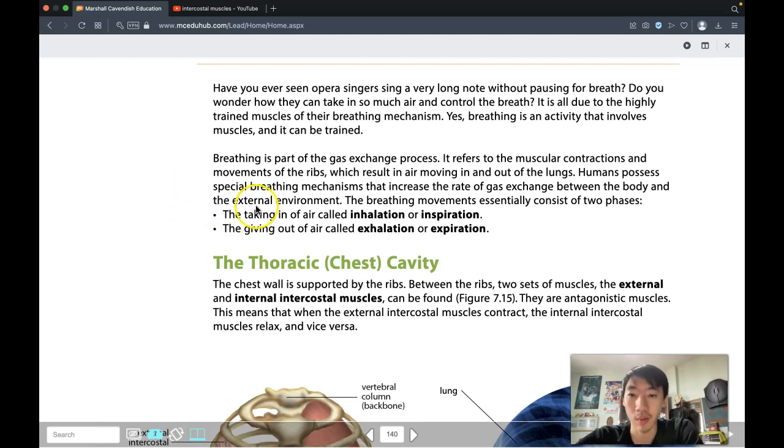The taking in of air called inhalation or inspiration, right? So that you breathe in, and the giving out of air called exhalation or expiration. Right? Some people say when you expire means you die. Okay, that another meaning is that when you expire means that you breathe out.